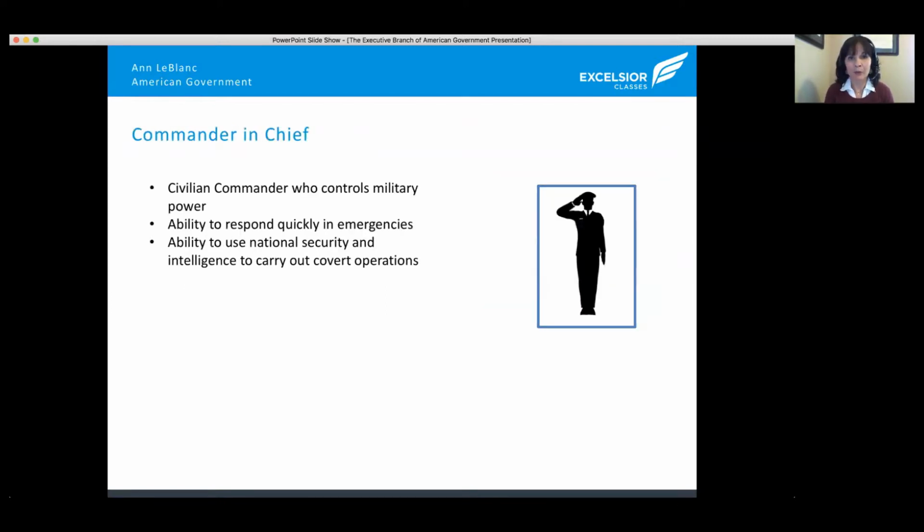The second role of the President is as Commander-in-Chief of the United States military. The President is the civil commander who controls military power. He possesses the ability to respond quickly in emergencies and also possesses the ability to use national security and intelligence to carry out covert operations.